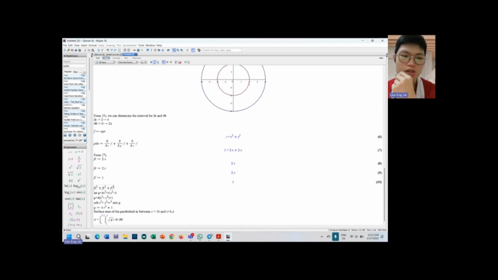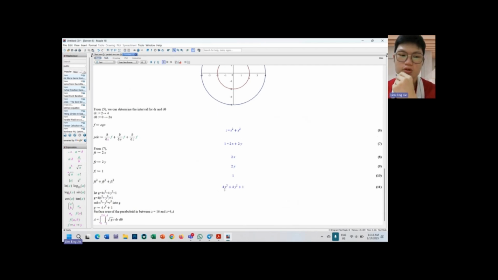And then we do fx squared plus fy squared plus fz squared. It will appear 4x squared plus 4y squared plus 5. And I let the g function equal to these equations, and then I factorize out 4 and sub r squared into x squared plus y squared, and I let the g function become these equations.